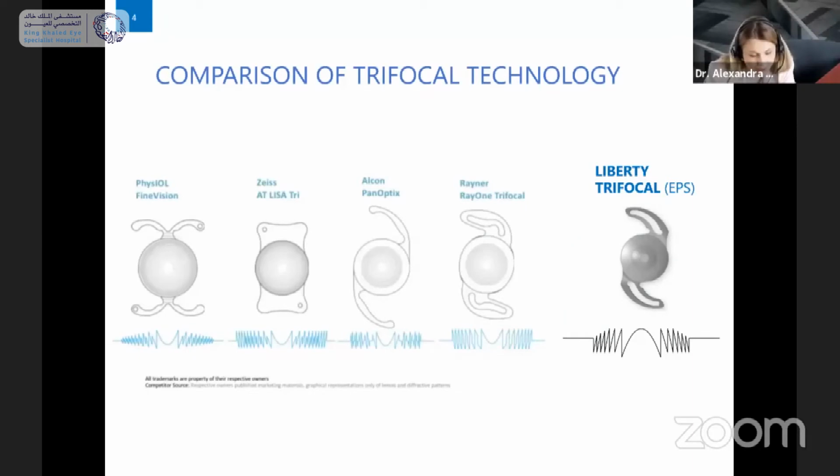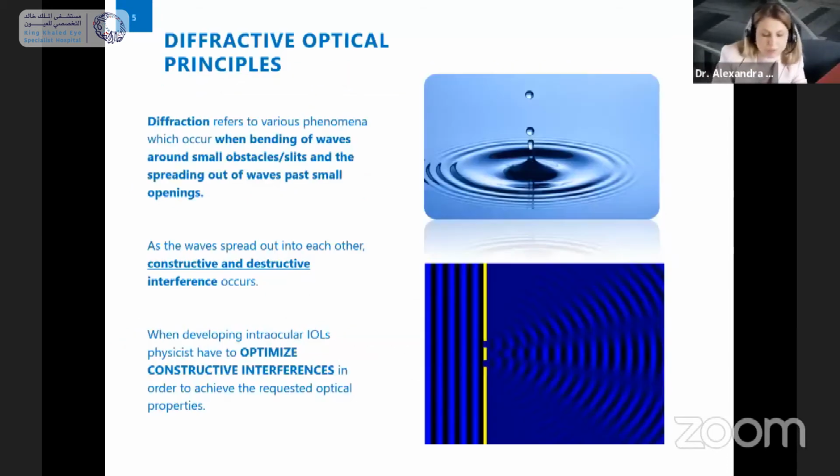You see there are different main technologies or main competitors on the market today, and at first glance you can see that each company presents some technology, and here on the screen you can see small jags or steps. Let's see what is behind this. If you want to know what is behind this, we should dive into diffraction. What is the technology behind the diffractive lens?